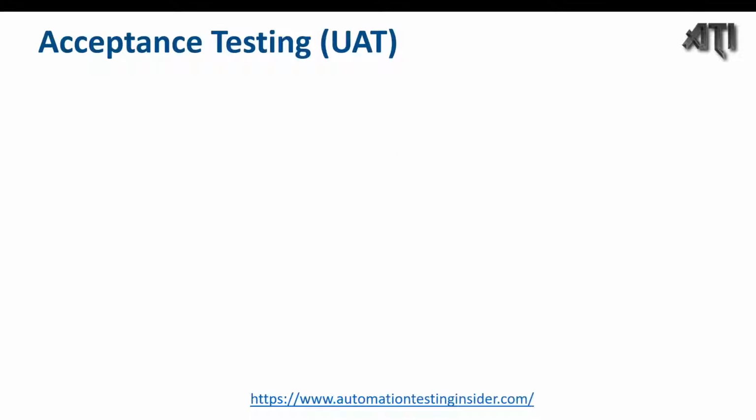So before I move towards the theoretical stuff, like what do you mean by UAT and what is alpha testing, what is beta testing, and what are their advantages, let me just explain what is acceptance testing or UAT testing, and why do we need UAT testing, and how do we perform this UAT testing. So let's get started. So take an example, guys.